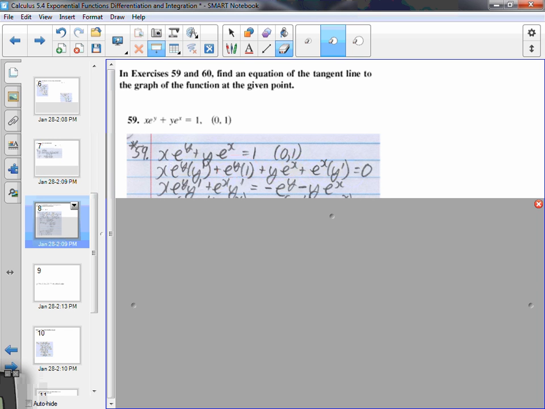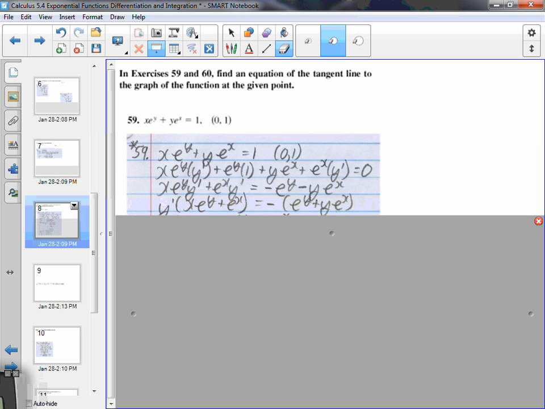All right, on the left side, those two y prime terms are not like terms. So I can't add those together. So how do I get a single y prime out of this? Factor it. I factor a y prime from those two terms. So that leaves me with x e to the y from the first term, and it leaves me with e to the x from the second term.